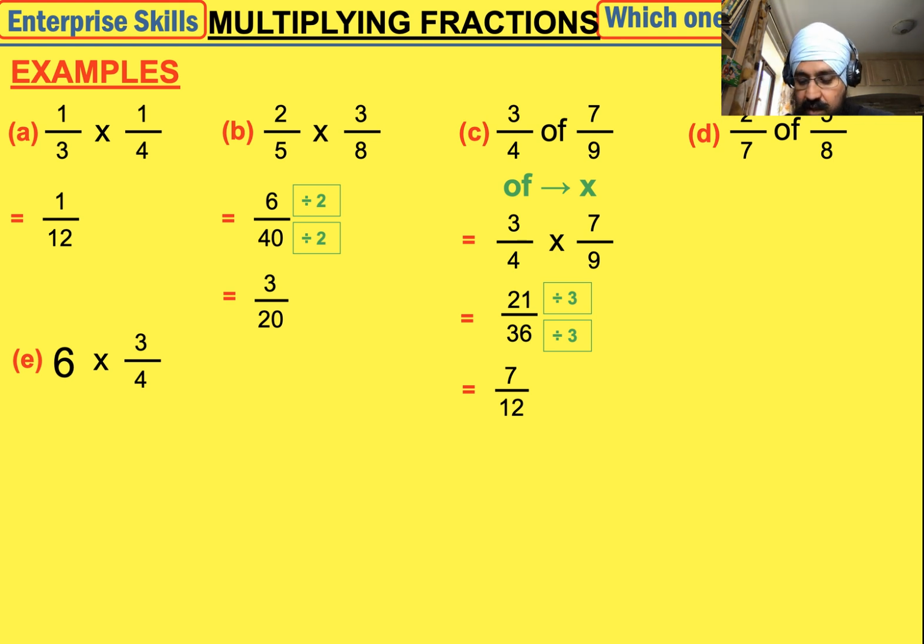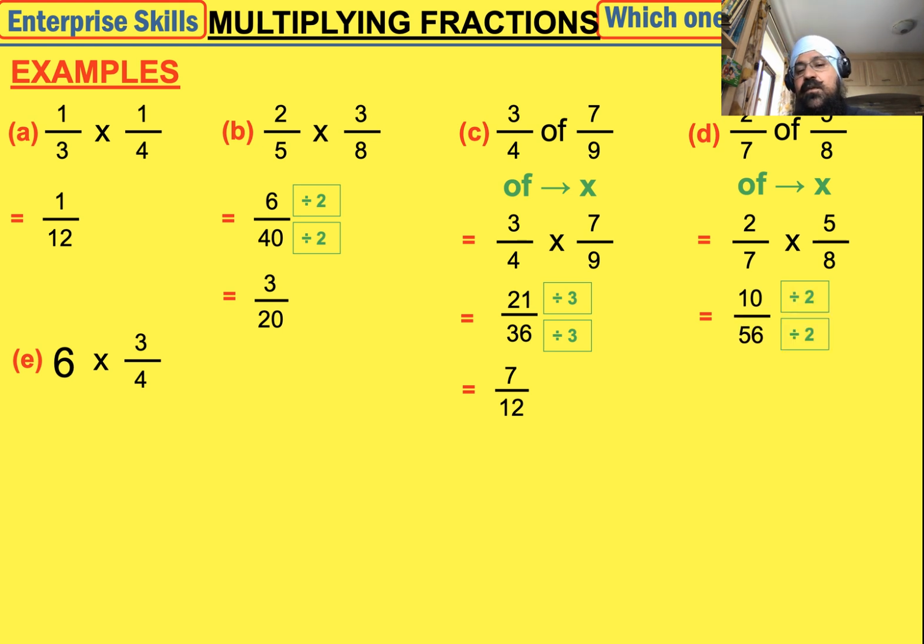Let's do the next one. 2 over 7 times 5 over 8. 2 times 5 is 10, 7 times 8 is 56. This can be simplified if you divide it by 2, giving 5 over 28.